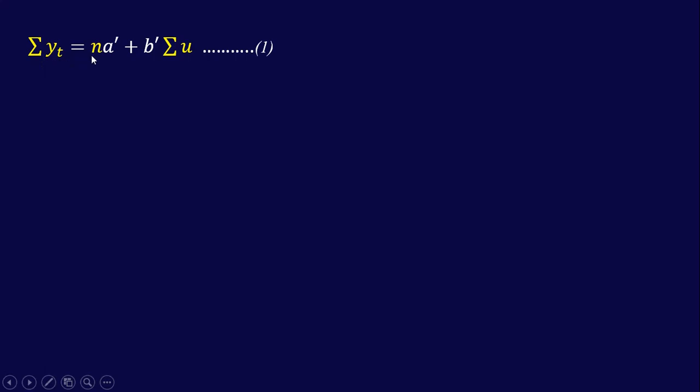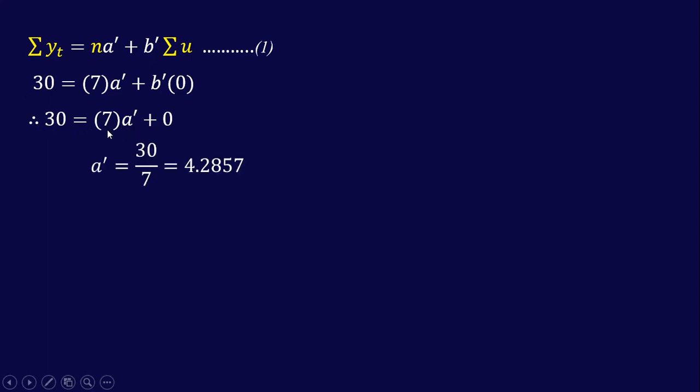Summation yt is equal to na dash plus b dash summation u. It is the first normal equation. We substitute the values denoted by yellow. Summation yt is 30, n is 7 into a dash plus b dash into summation u equal to 0. So this term gets cancelled. We get a dash is equal to 30 upon 7. A dash is equal to summation yt upon n. We get the direct value of a dash. So 30 is equal to 7 into a dash plus 0. So a dash is equal to 30 upon 7, which is equal to 4.2857. We get this value of a dash.